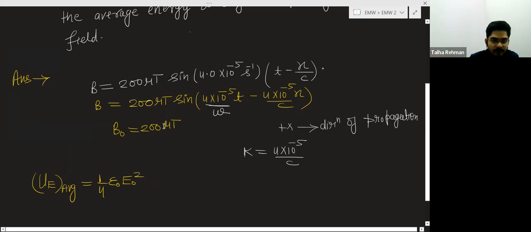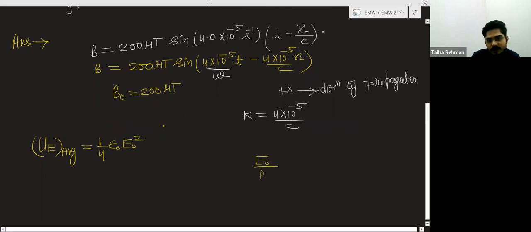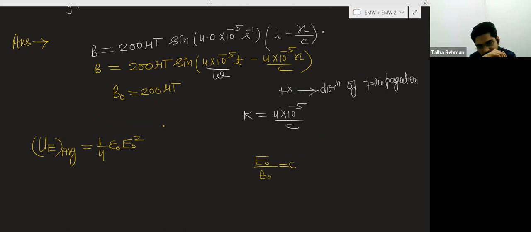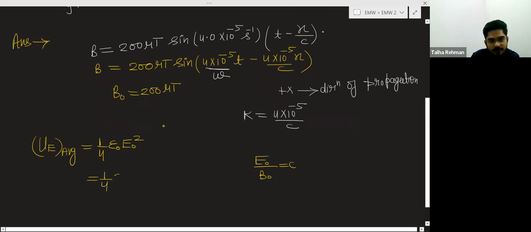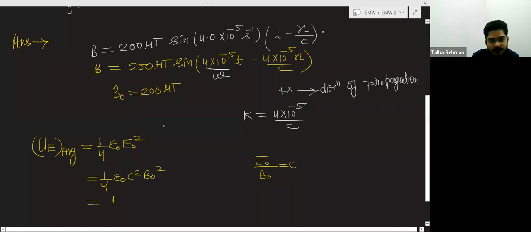Now, how we will convert this? We know that E naught by B naught is equal to c. So from here we can convert this E naught. This E naught can be written as c times B naught. So it can be written as 1 by 4 of epsilon naught E naught square, meaning c square into B naught square. Now from here you can calculate. What is the value of epsilon naught?